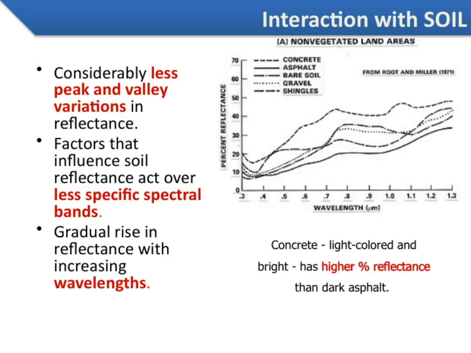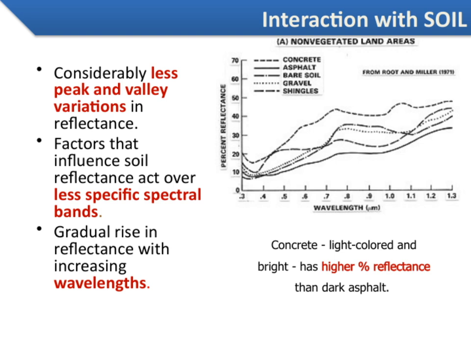So, understanding how soil interacts with light is a key piece of the bigger picture in remote sensing and environmental monitoring. Let's talk about concrete first. As you can see, light-colored and bright concrete has a higher percentage of reflectance compared to dark asphalt. This means it reflects more sunlight, which can influence surface temperature and energy absorption. Now, when we look at soil interaction, it's interesting to note that there are considerably fewer peak and valley variations in reflectance.